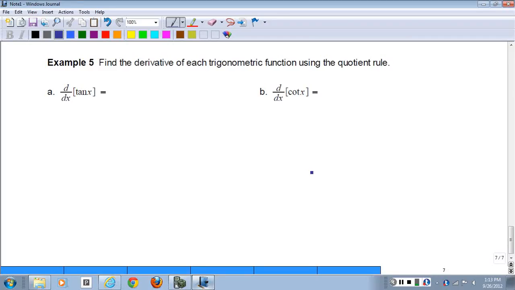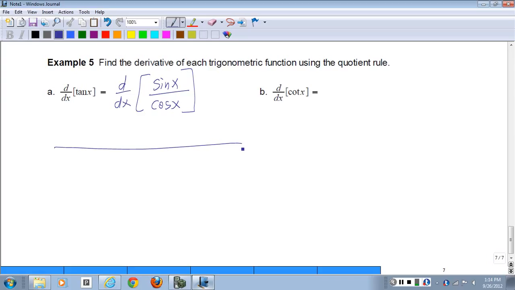How can you write tangent x in terms of sines and cosines? Sine x over cosine x. So this looks like a job for the quotient rule. We have a quotient of two expressions, each of whose derivatives we know. So here goes.